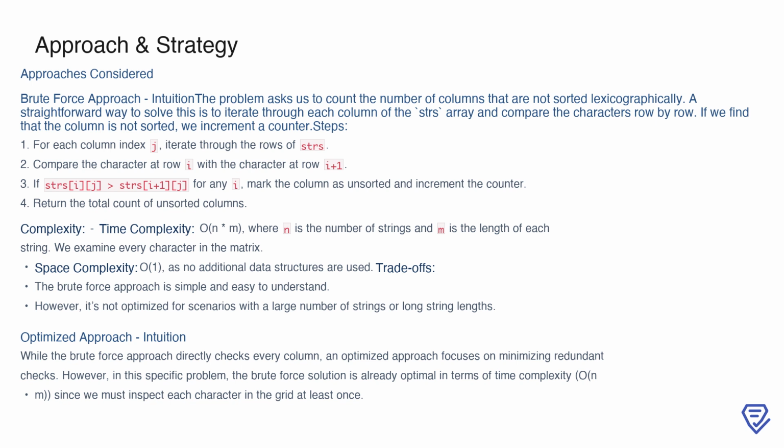The time complexity of this method is O(n*m), where n is the number of strings and m is the length of each string, because we examine each character individually. The space complexity is O(1), as no additional data structures are required. While this approach is simple and effective, it may not be ideal for larger datasets, as it involves iterating through every character with nested loops. However, it provides a clear foundation for understanding the problem and its constraints.